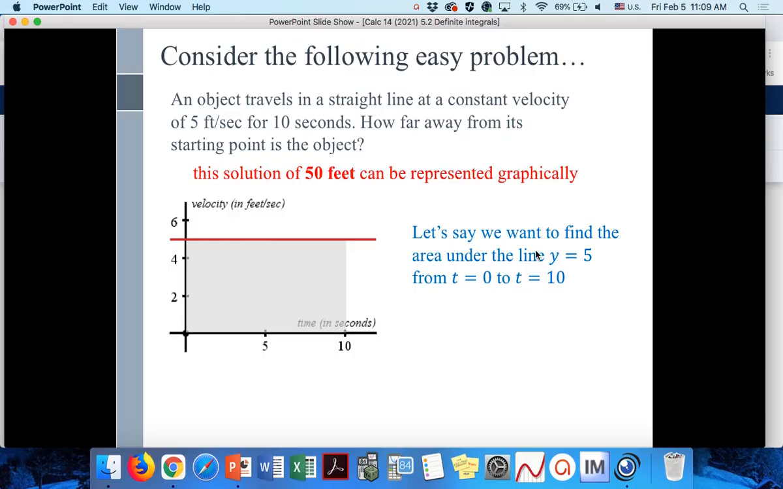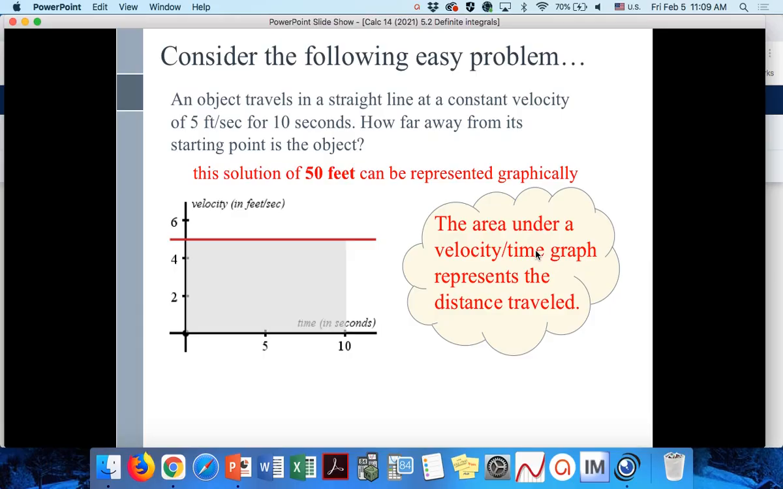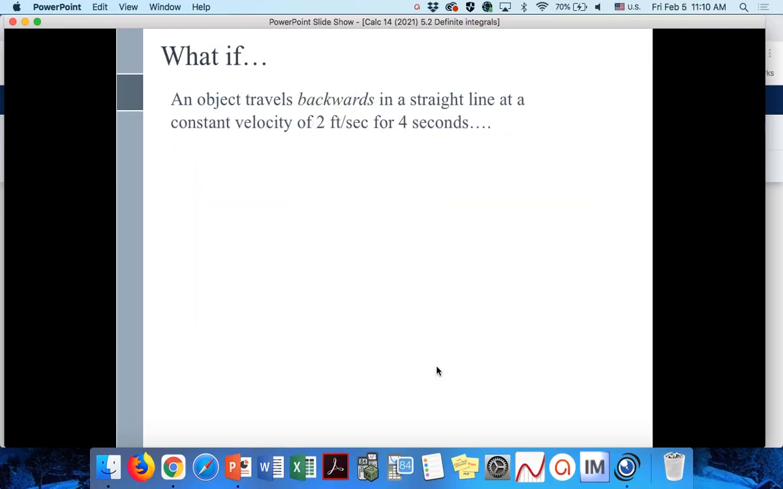And what shape have I created? A rectangle. And what would be the area of that rectangle? 50. Okay, so if you've taken physics or if you're in physics, you may have heard that the area under a velocity time graph represents the distance traveled. We're not going to do too much with finding distance traveled in this class, but this does relate to the whole idea about area under a curve.